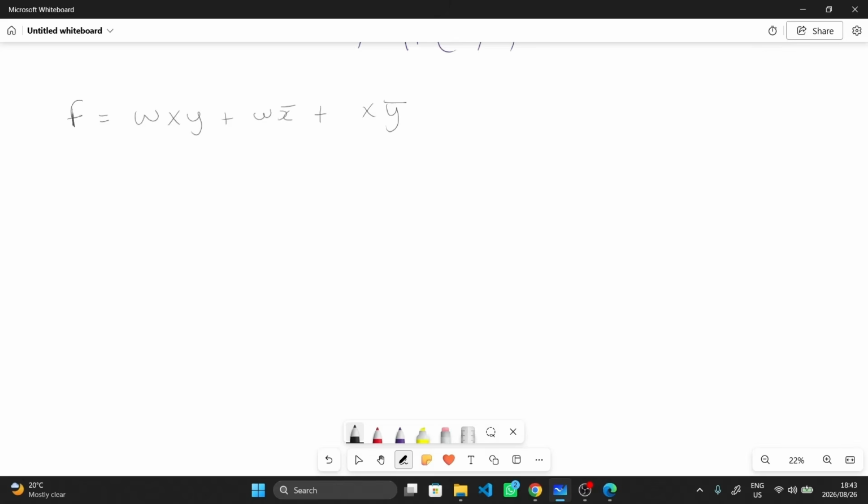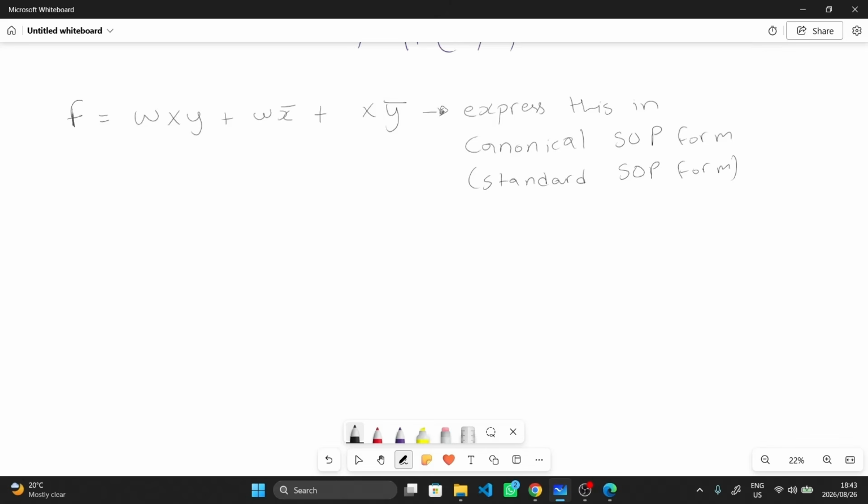So this is the equation given to us, and now we want to express this in canonical SOP form, or standard SOP form. How are we going to do this now?